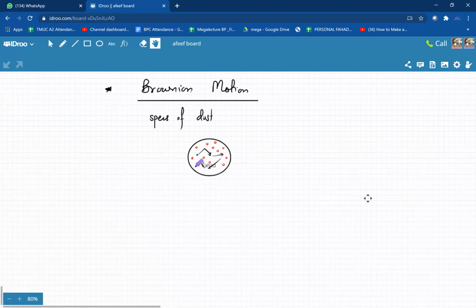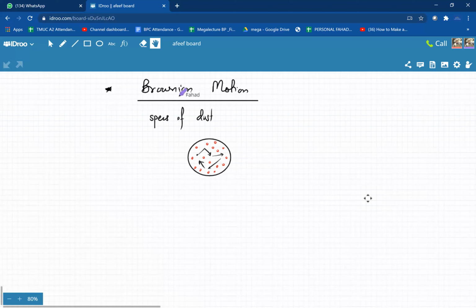Dust particles are really big at a microscopic level. So they were able to see the dust particles, but they were not able to see the air molecules. The air molecules are very, very tiny. So for them, it appeared that the dust particles were themselves moving haphazardly, which was not true. Air was the thing that was making them move in a haphazard manner. So this is what Brownian motion is.